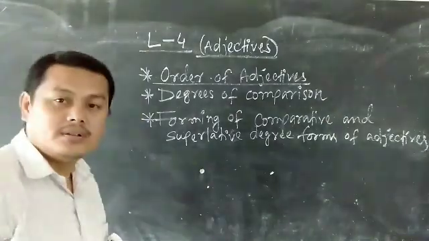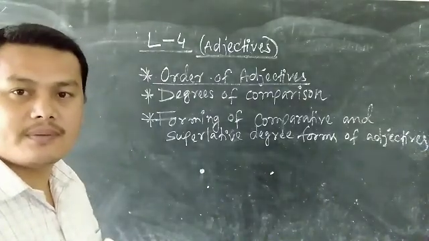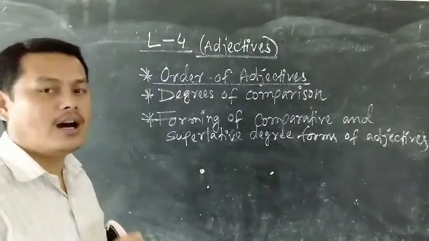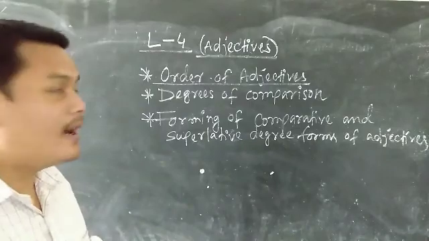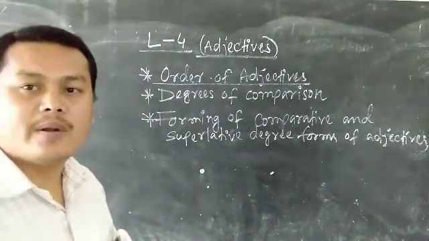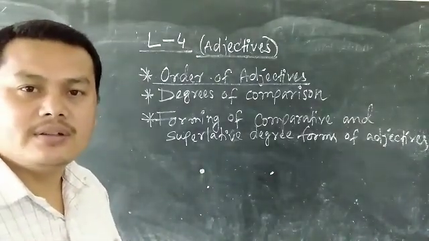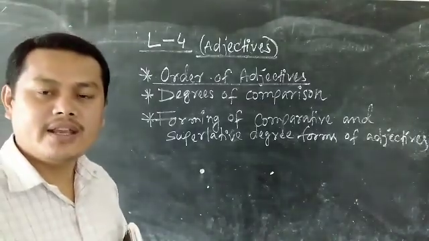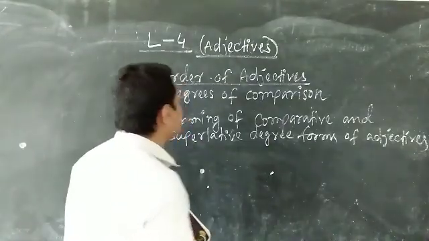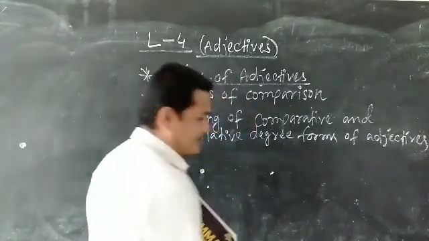So my dear students, yesterday we came to know the position of adjectives, and we came to know that adjectives are usually used before the noun which they modify. And when there are indefinite pronouns like somebody, everybody, then adjectives must be placed immediately after such indefinite pronouns. And today's first point of this chapter is about order of adjectives.